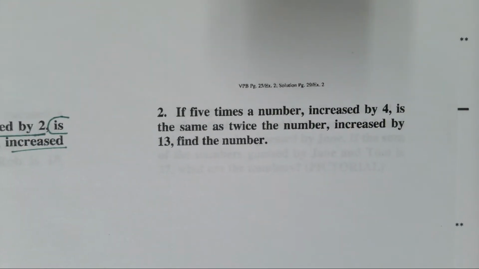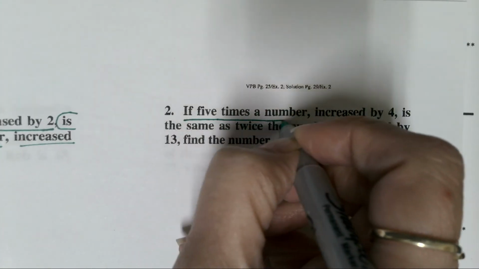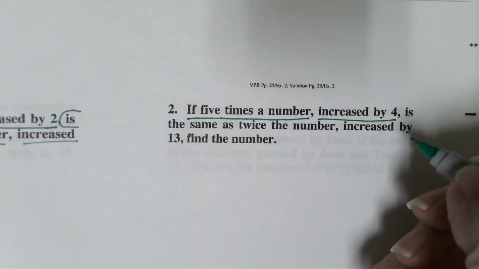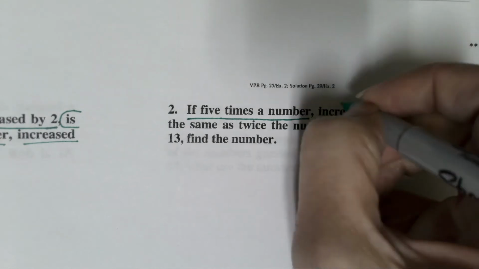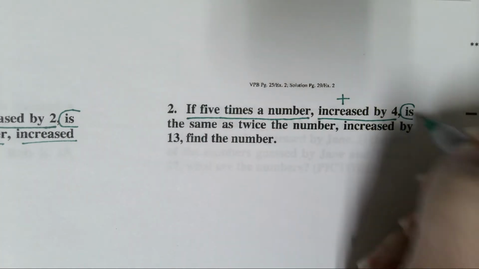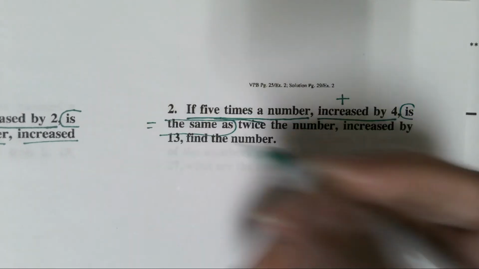The problem reads, if 5 times a number increased by 4 is the same as twice the number increased by 13, find the number. This is very similar to the problem we just did. And let's underline the important information. We have 5 times a number, and then increased by 4. What does increase mean? What operation is that? That's right, that's going to be addition. Is the same as, I'm going to circle that, is the same as, because that means that's our equal sign.